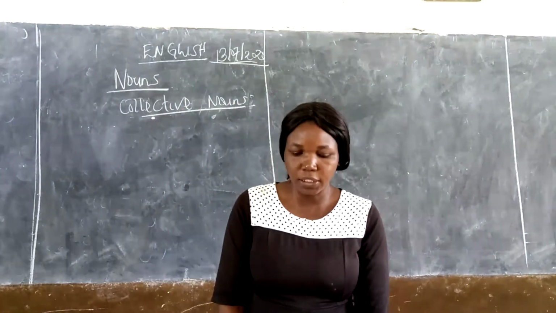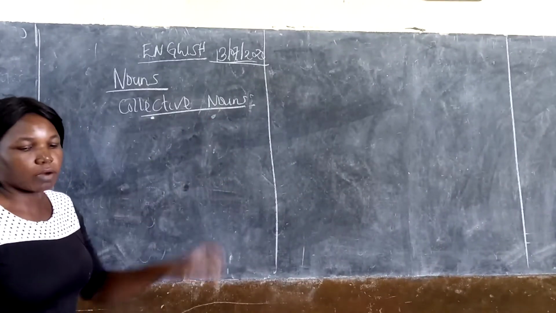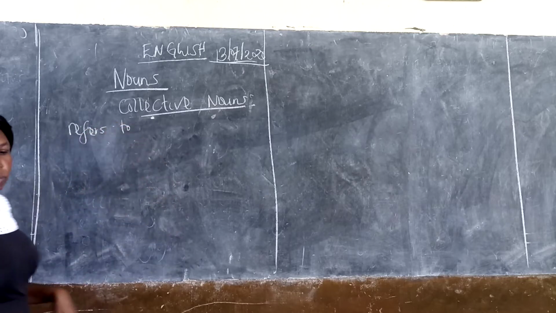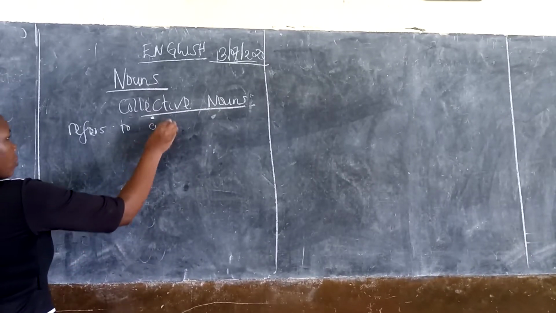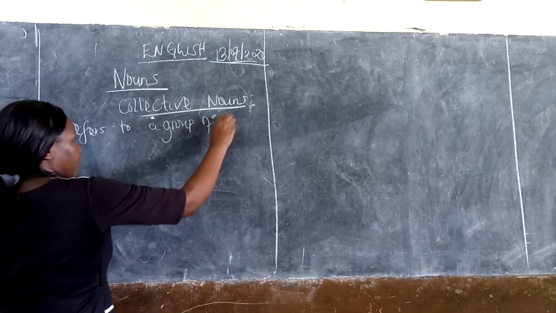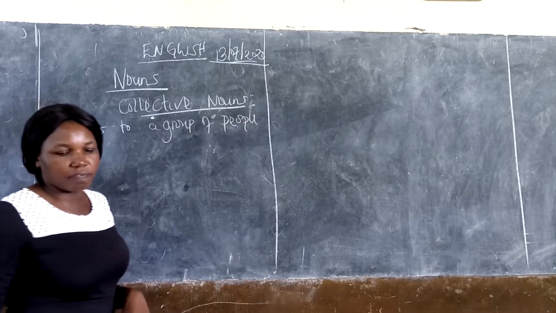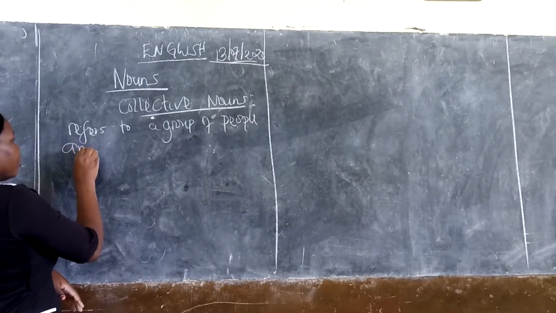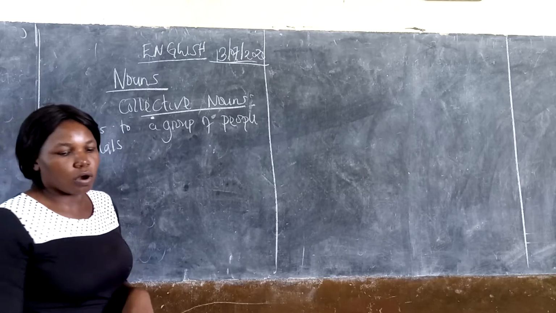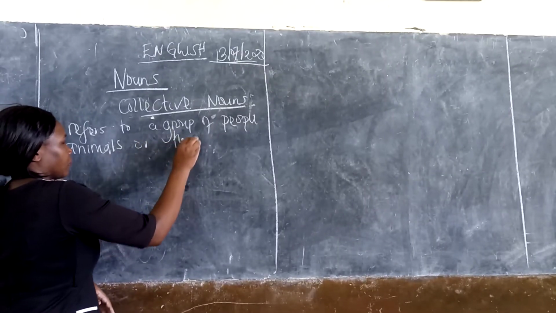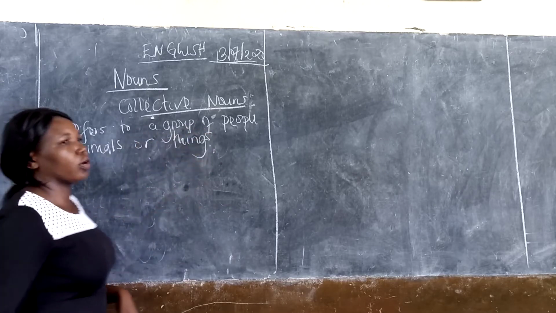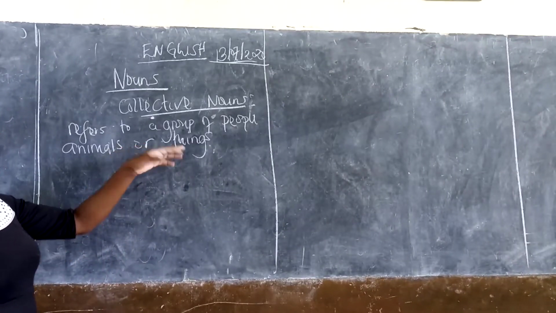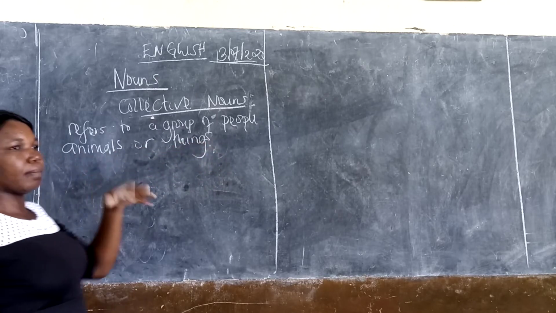We are going to talk about collective nouns. So what is a collective noun? This refers to names of a group of people, a group of things, or a group of animals. A collective noun can refer to a group of things, a group of people, a group of animals.